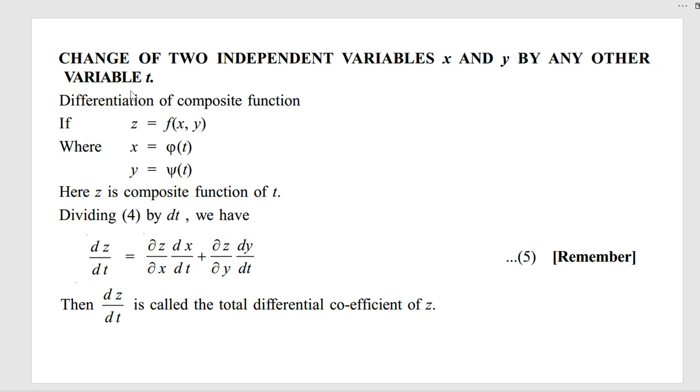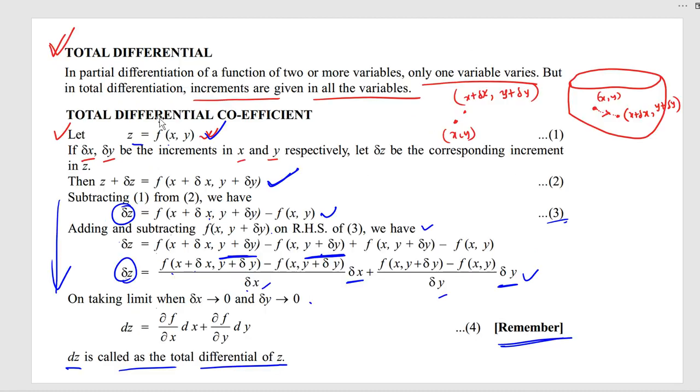These things we will discuss in the next class: change of variables of x and y by any other variable. So if we have a parametric form, actually it is like finding the chain rule. This is related to chain rules. So up to this, you try to go through this total differentiation by the definition. If you have any doubt, you can ask me.